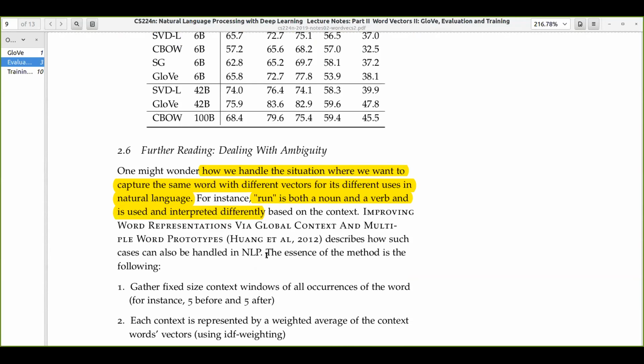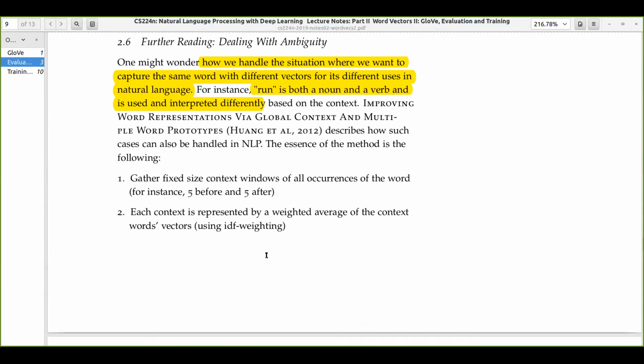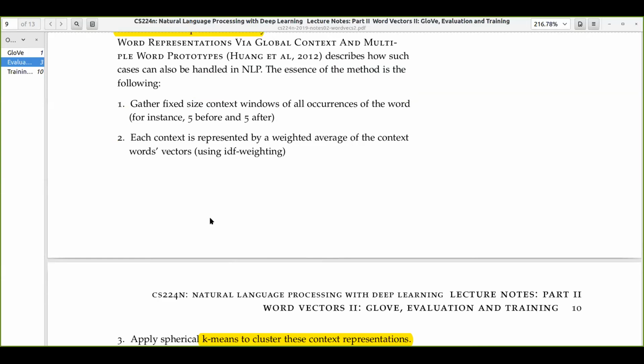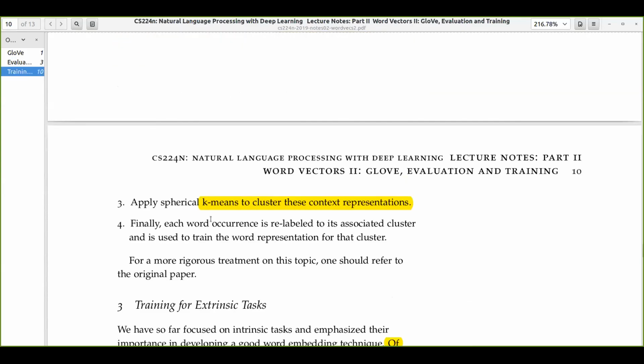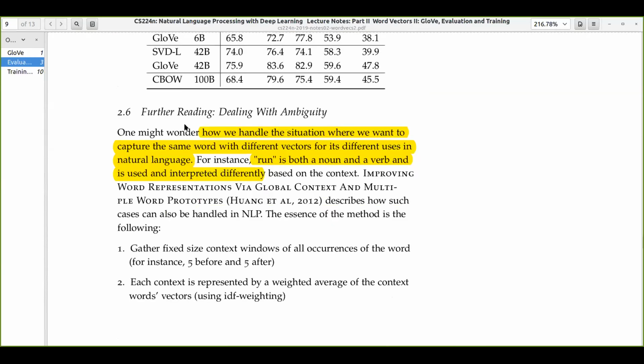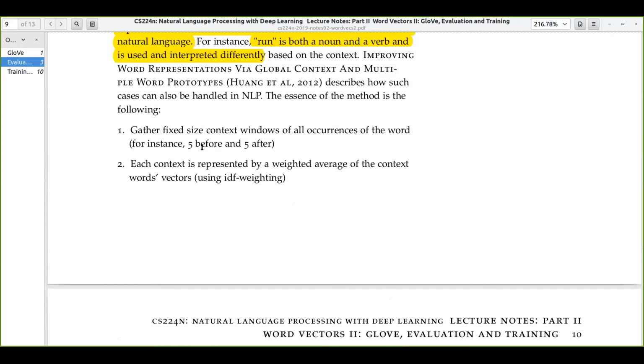In Glove, what they have done is they use some sort of clusters. For a given word, we get the context window. If the window size is 5, we get all the words, 5 words before the current word and 5 words after the current word.